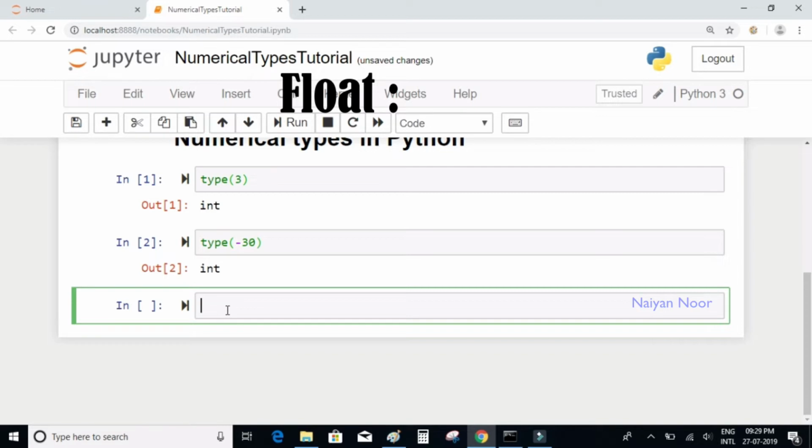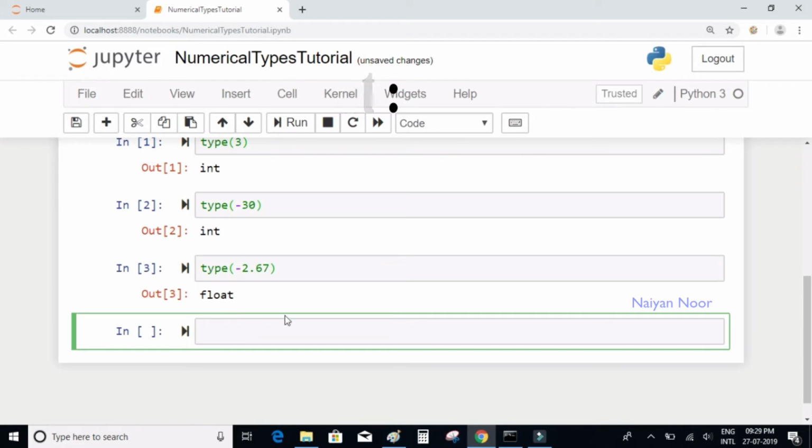So let's see the type of a number, let's declare -2.67. So it is a floating point number.